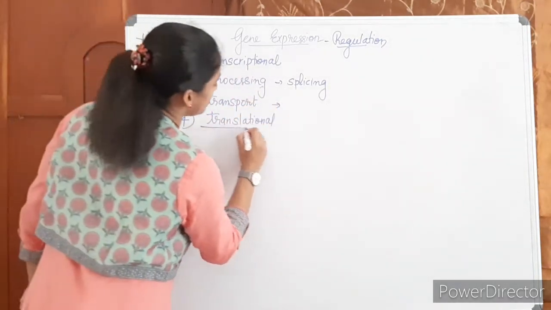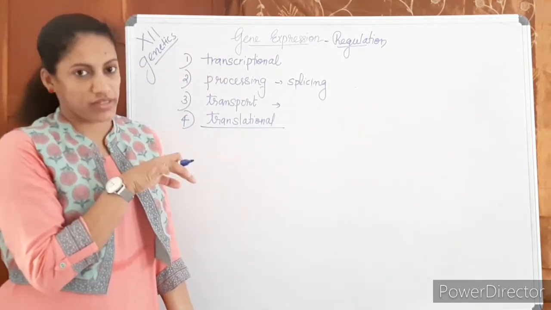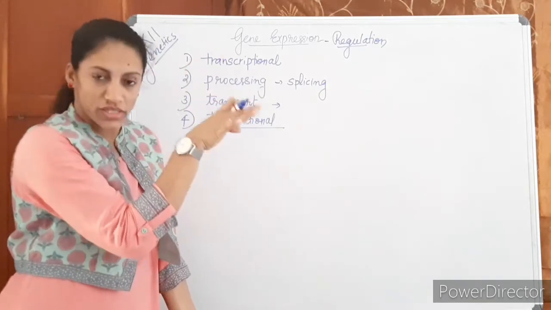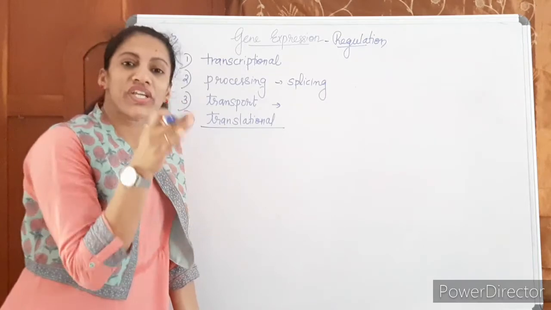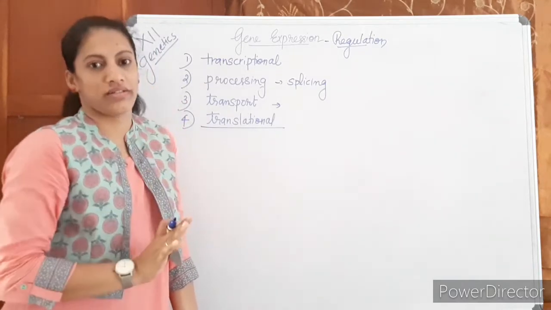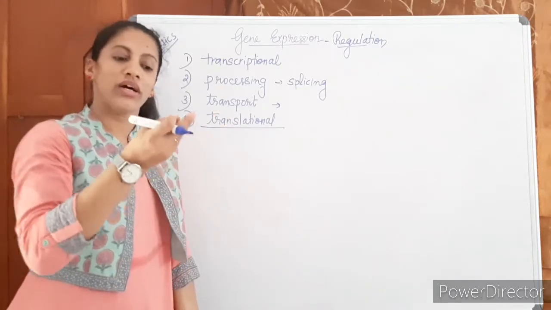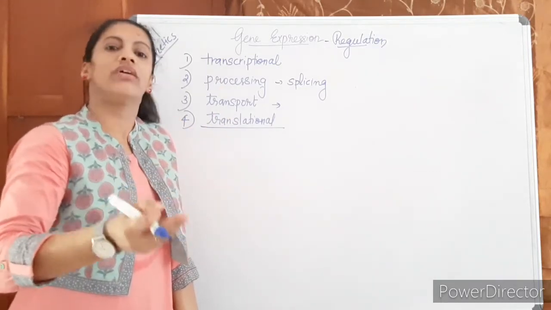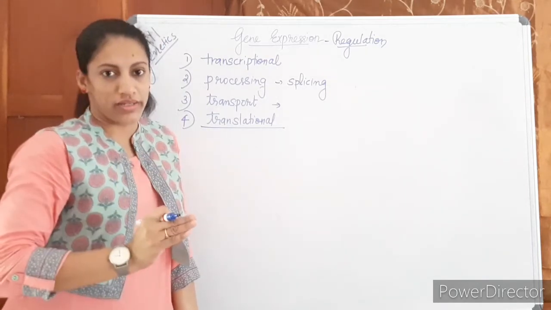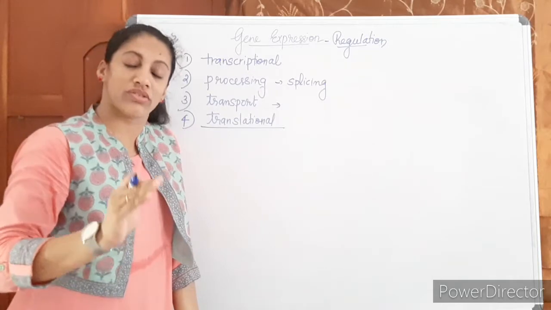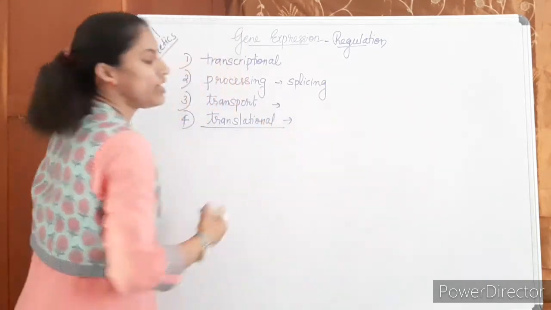And the last case is regulation in translational level. That means transcription is over, processing is over, it is transported to cytoplasm, but translation occurs if it is needed. In the translation process, there is the control. What if the protein is required in high amount? More is translated. If it is required in less amount, only less is translated. If it is not required, it is not translated. That means translational level regulation.